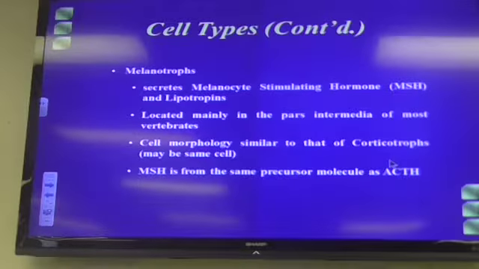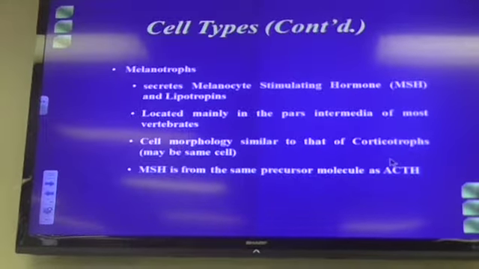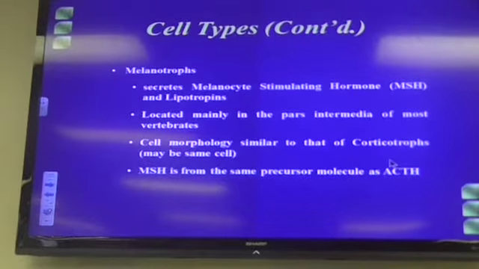And so they can have closer contact with these cells when they're closer to them. So that's one of the reasons they're there. They're very similar to your corticotropes, and they actually may be the same cell. Remember that molecule can also make melanocyte-stimulating hormones, so depending on what enzyme is present in them will determine how that molecule is broken down and what you're going to get out of them. MSH is from the same precursor molecule as ACTH, as we said.